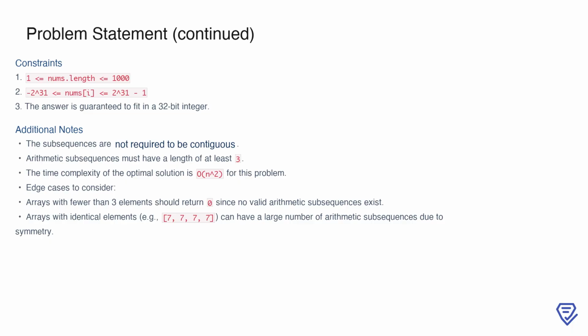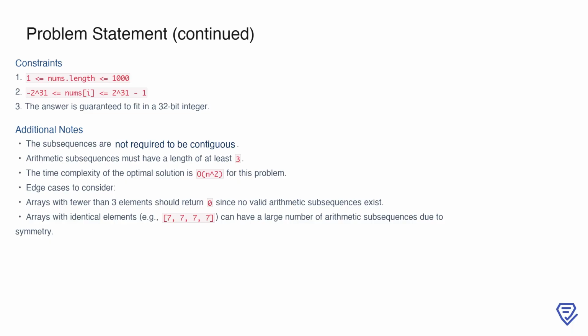Finally, let's examine the constraints and additional notes for the problem. The input array can have a length between 1 and 1000, and elements range from -2^31 to 2^31 - 1. The output must fit within a 32-bit integer. Subsequence elements do not need to be contiguous, and arithmetic subsequences must have at least 3 elements.